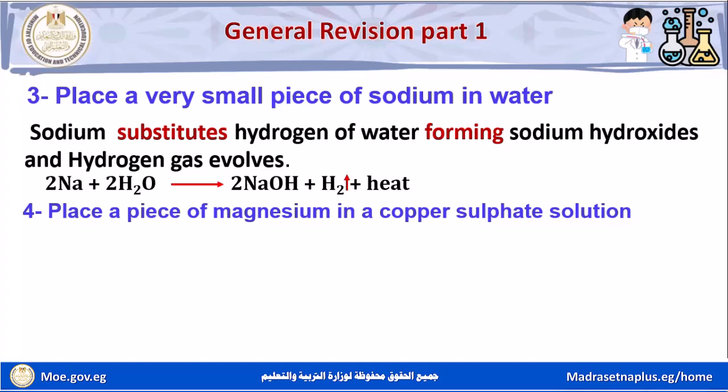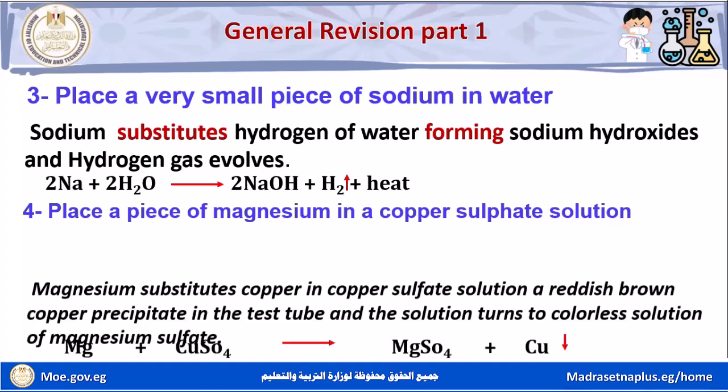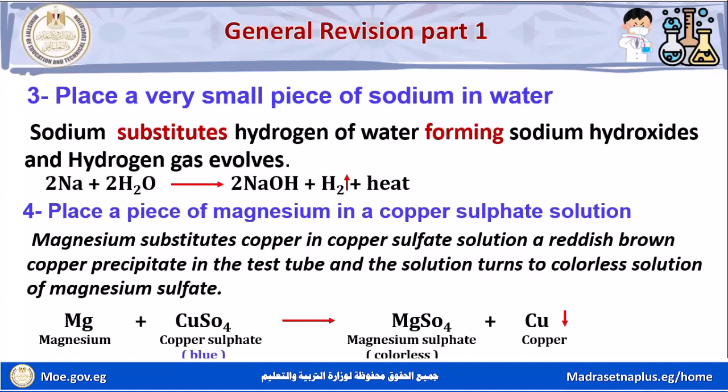2Na plus 2H2O produce 2NaOH plus H2, hydrogen gas evolves, plus heat. Question number 4. Place a piece of magnesium in a copper sulfate solution. Magnesium substitutes copper in copper sulfate solution. A reddish brown copper precipitate forms in the test tube, and the solution turns to a colorless solution of magnesium sulfate.